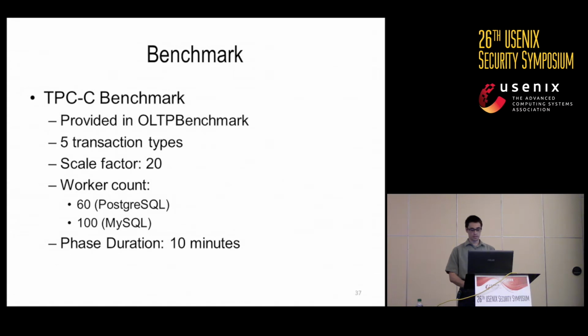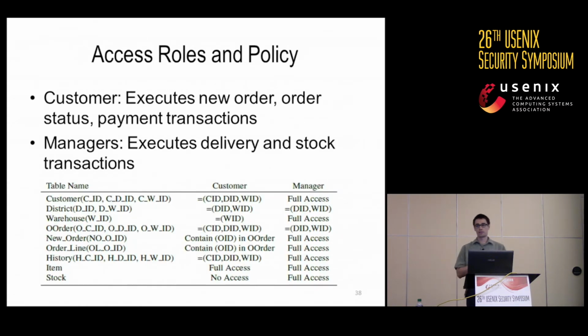It has 5 different transaction types. For those 5 transaction types, we created 2 access roles, and then we assigned those transactions to each of the roles. So for example, this is the policy that we originally enforced. Essentially, for that first row where it says equals CID, DID, WID, that means that a transaction executed by the customer role can only modify rows where the customer, district, and warehouse ID are matching. That's because customers are uniquely identified by this triple, whereas managers would be uniquely identified by the district ID and the warehouse ID.